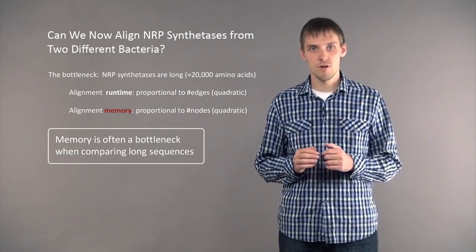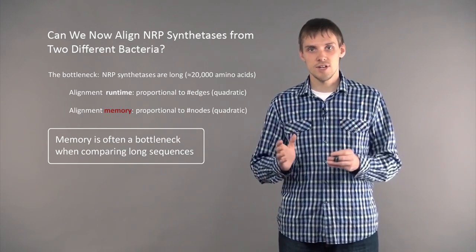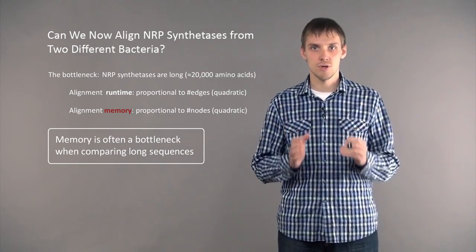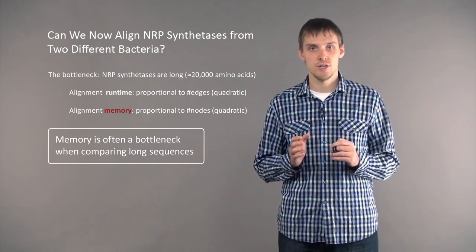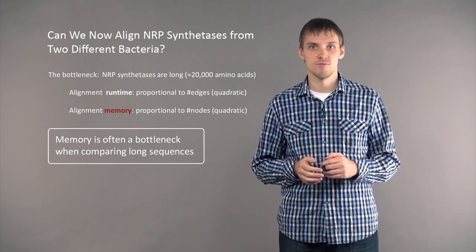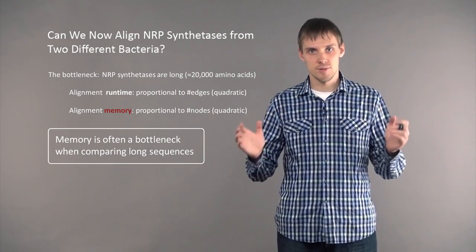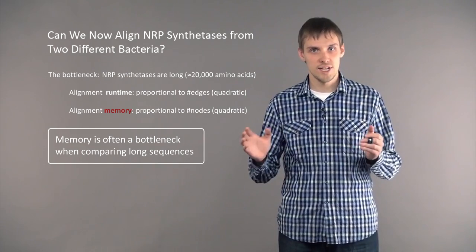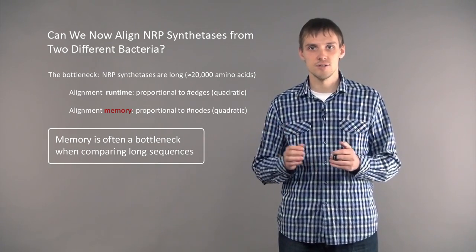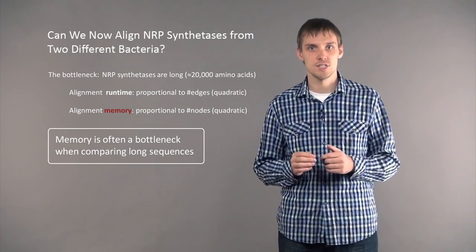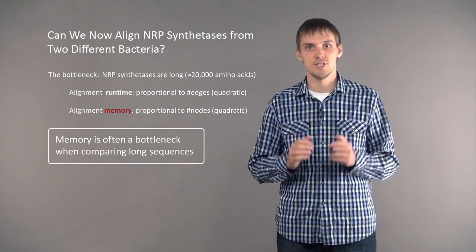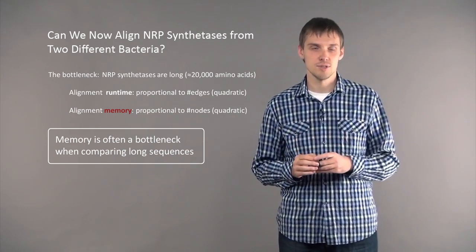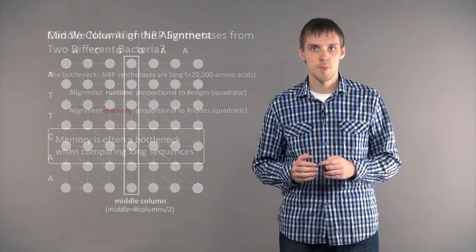And memory is often the bottleneck, because in one second you can execute billions of operations, but to store billions of values you need one or a few gigabytes of memory. If you want to compare longer and longer sequences, you can still wait many seconds while your algorithm computes the alignment, but you don't have the huge amount of memory that the algorithm needs. So how can we do this?